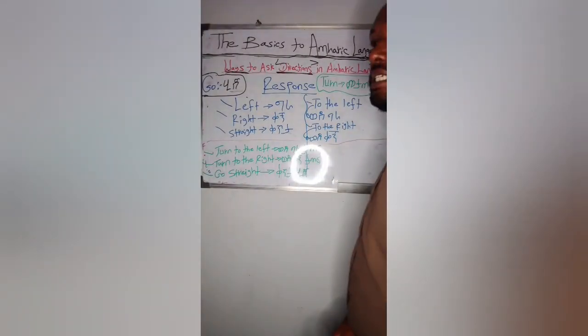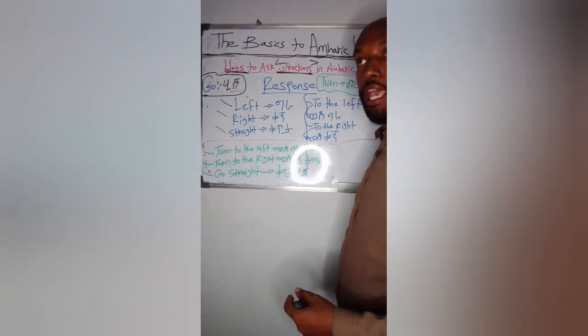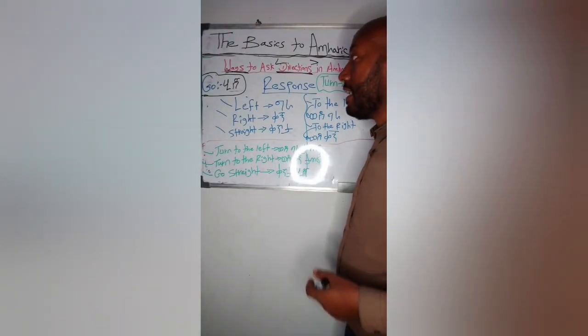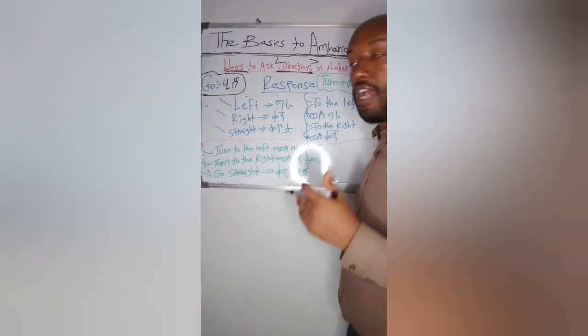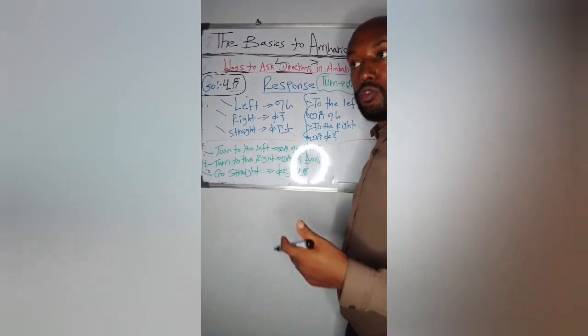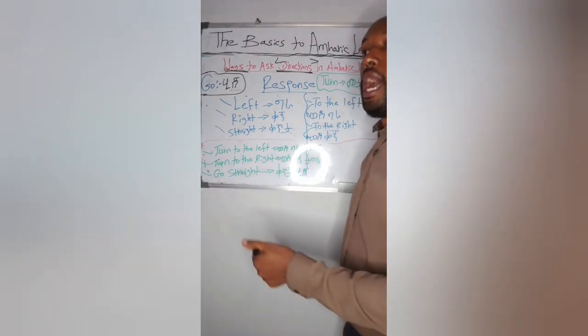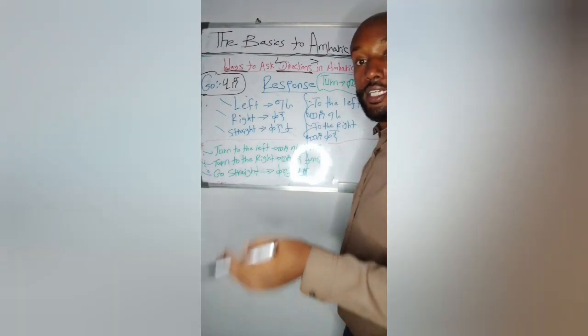Okay, now let us see the responses. We have seen how to ask direction, in English and then in Amharic language. So after asking the direction, how can we respond? For instance, it's important for us to know as we are learning the language. We ask the direction, so how can the person respond to show us the direction?